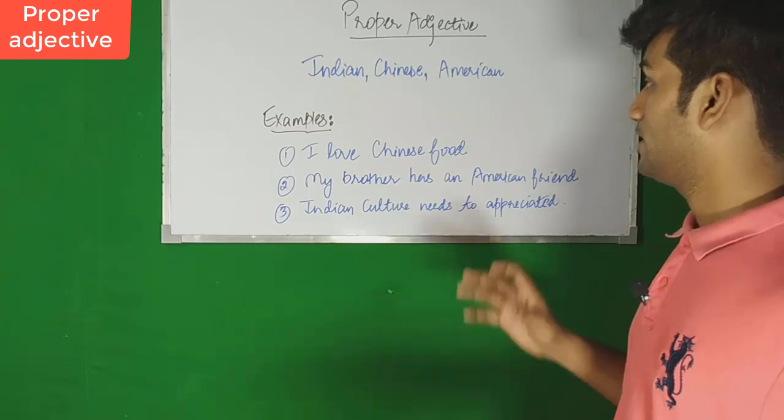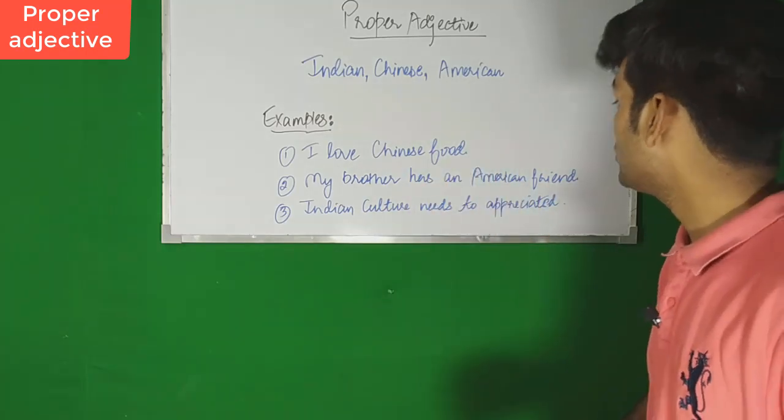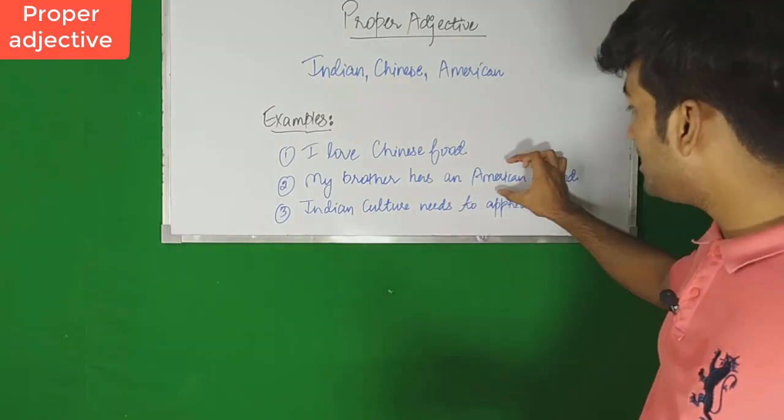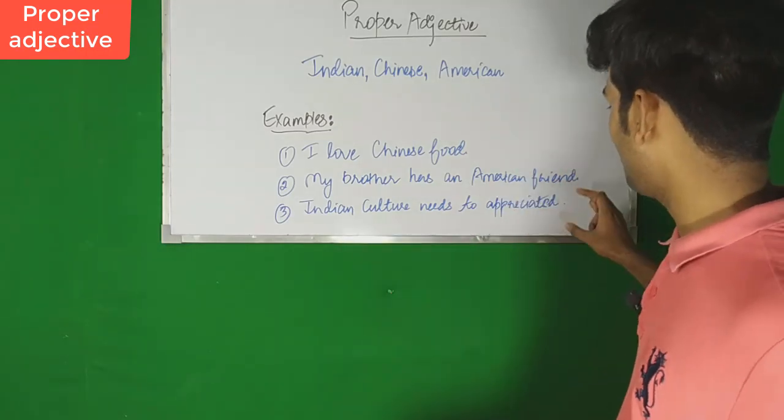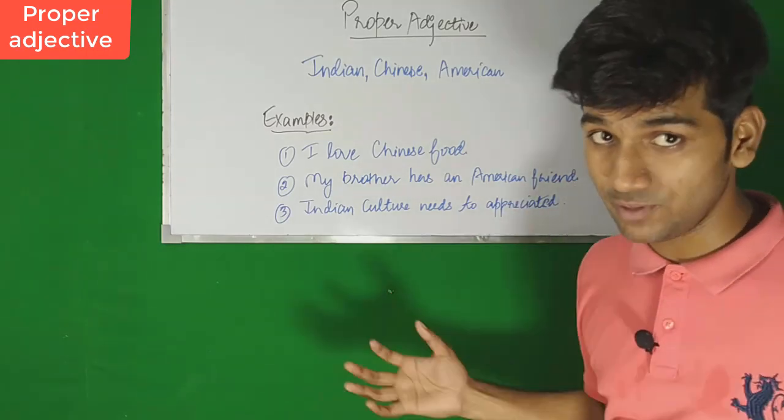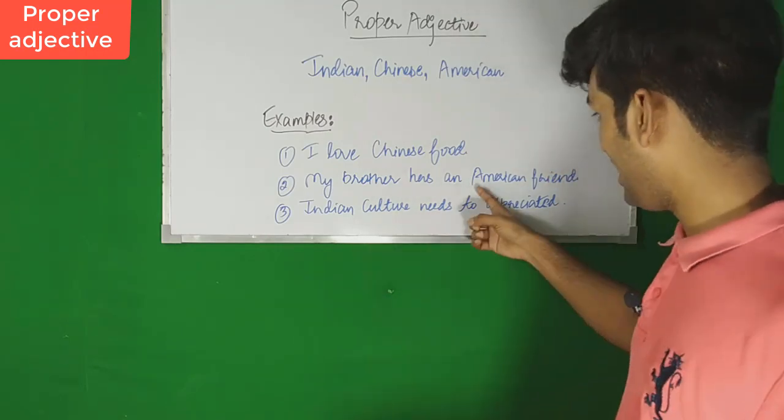Example number 2. My brother has an American friend. Which friend? American friend. So American is a proper adjective giving information about the noun friend. Which friend? American friend. A is capital.